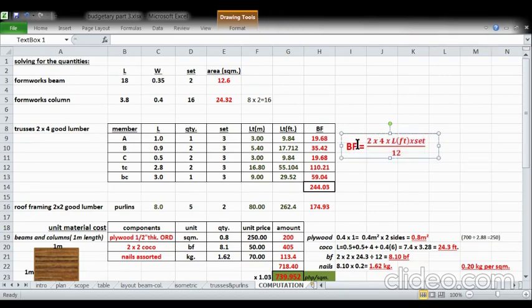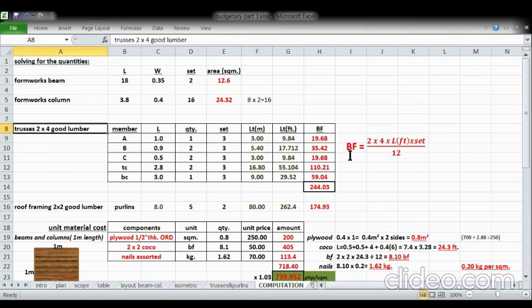So 2 times 4, because the truss is composed of 2 by 4, good number, right? So 2 by 4 times the length in feet times the number of sets divided by 12 is the formula for the board feet. Applying this formula here: 2 times 4 times length, which is 9.84, times number of sets, which is 3, divided by 12. The answer is 9.68. So we check it in the calculator.